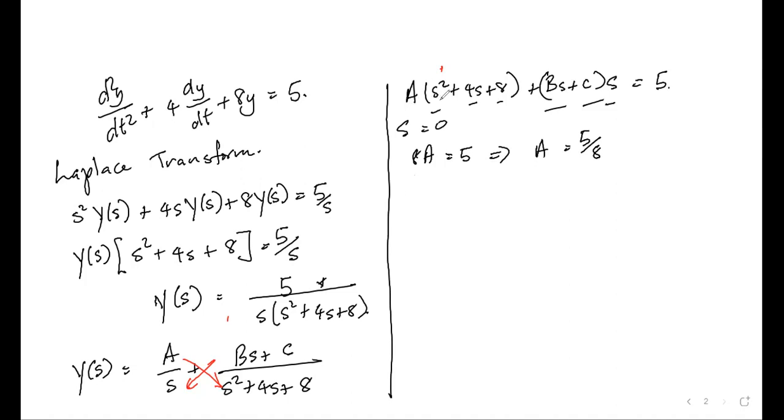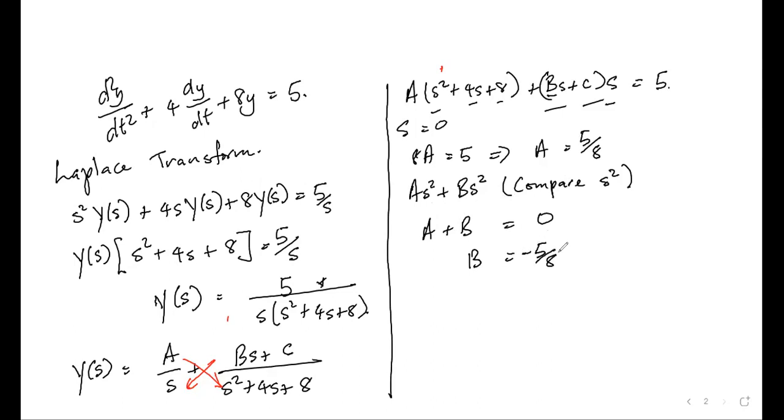If I multiply it out, I'm going to get As squared plus Bs squared. So I'm going to compare s squared. There's no s squared on the right-hand side, so therefore A plus B, the coefficient of s squared, must be equal to 0. So therefore B must be equal to the opposite of A. A is 5 over 8, so B must be minus 5 over 8.